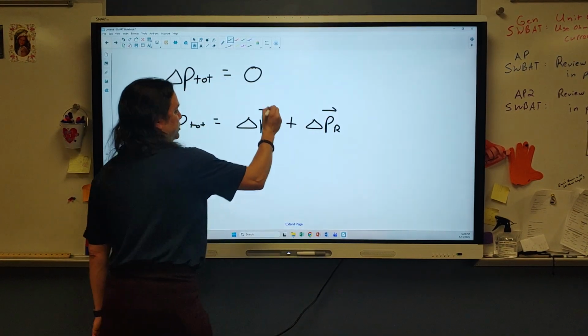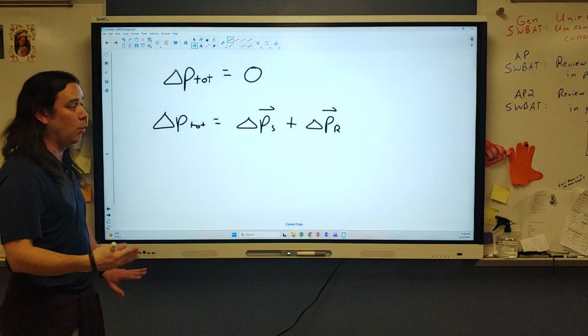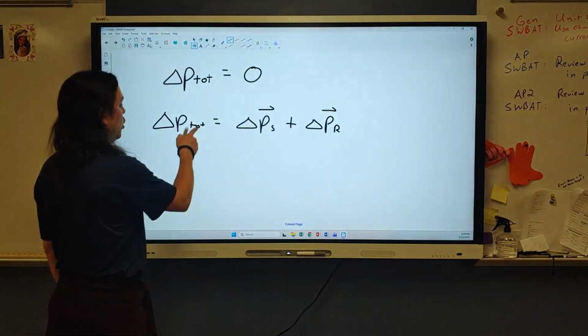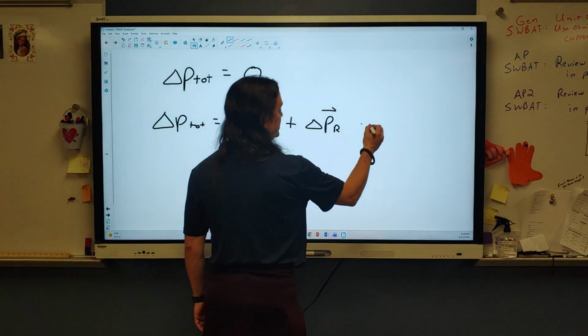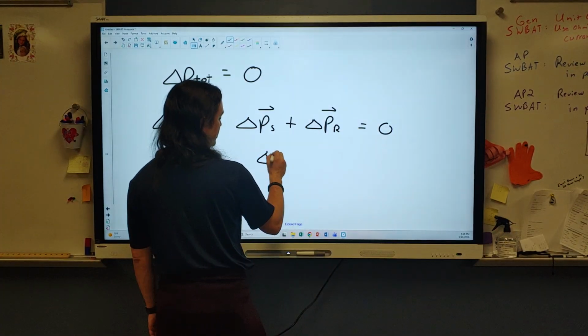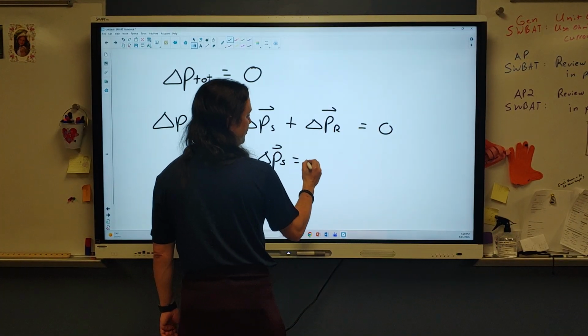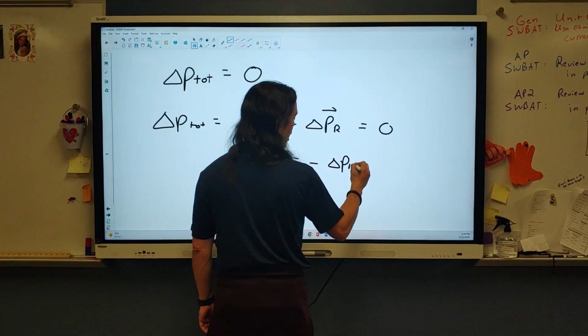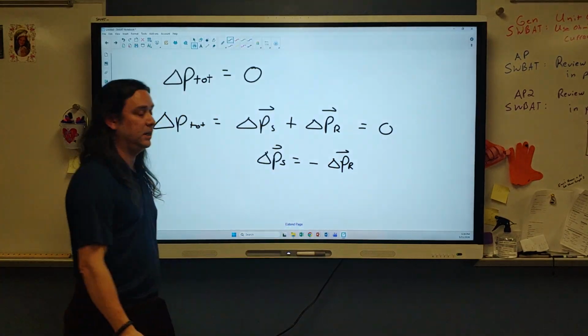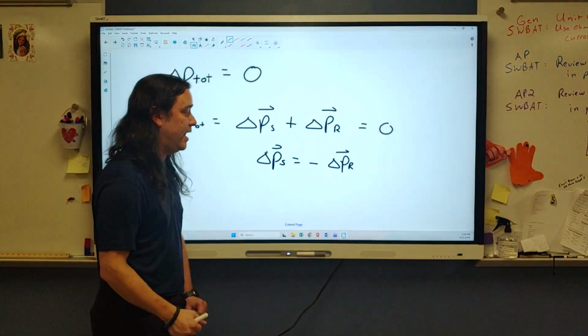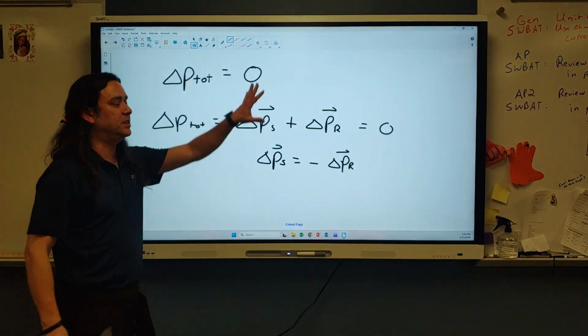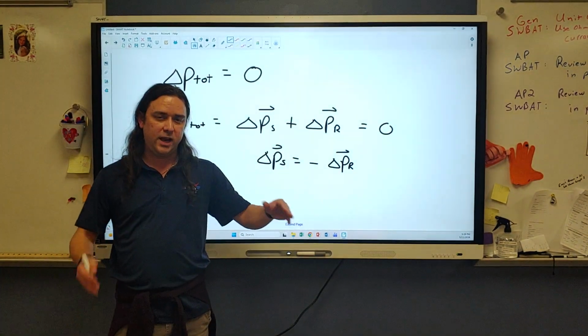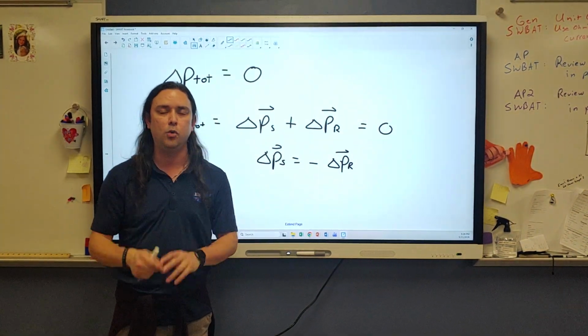Now I'm going to put the vector signs on here because basically one of them would be opposite of the other. In order for my total to be equal to 0, delta PS would have to be equal to negative delta PR. Now we can ignore the negatives because we are taking the magnitudes, but they must have the same values. Now, this is a mathematical approach. You could write this down, but this is just me representing it for you all to see.